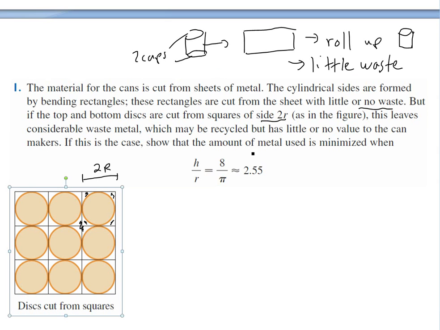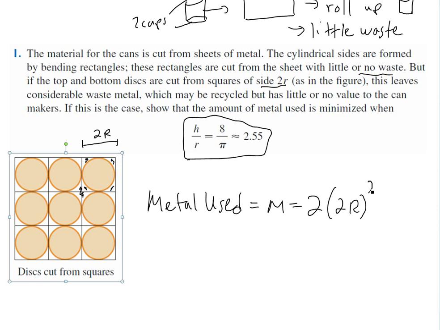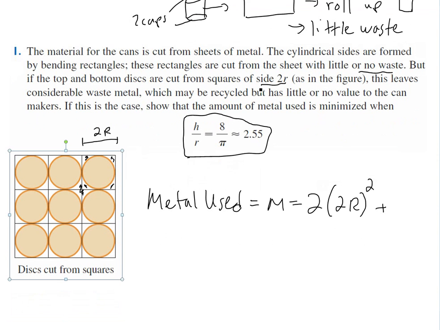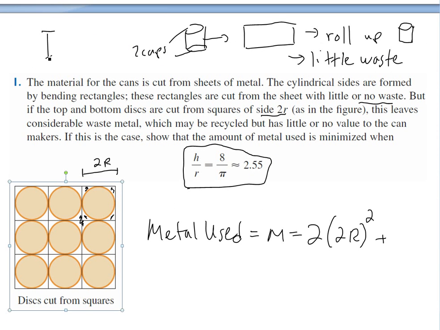If this is the case, show that the amount of metal used is minimized when h over r is around 2.55. Well, in this case, we've got to minimize the total metal used. So let's just say the metal used is equal to M. Let's just call it M, and this is equal to, well, the area of the caps, there are 2 of them, so we're going to have 2 times the area, which in this case is just 2r squared, plus the area of the cylinder part, this one here. And remember, the surface area of the cylinder is just going to be the height times the circumference here.